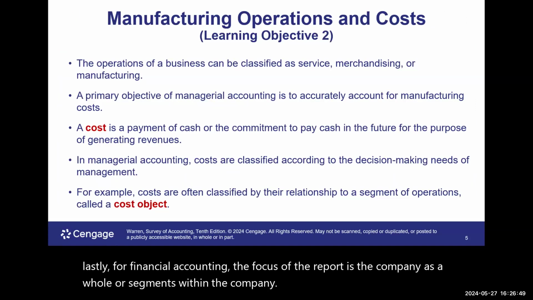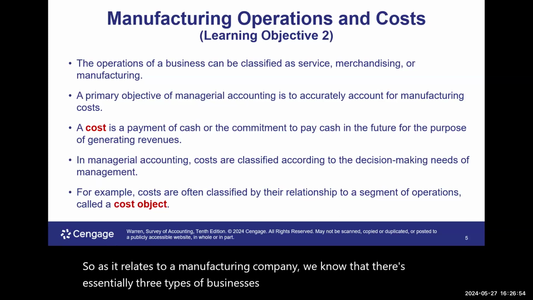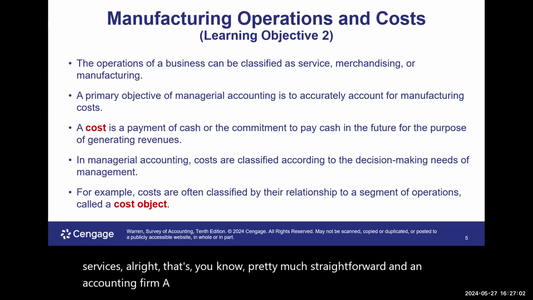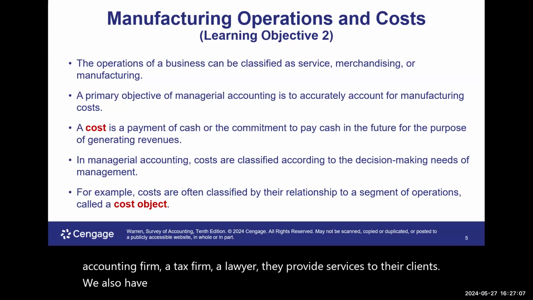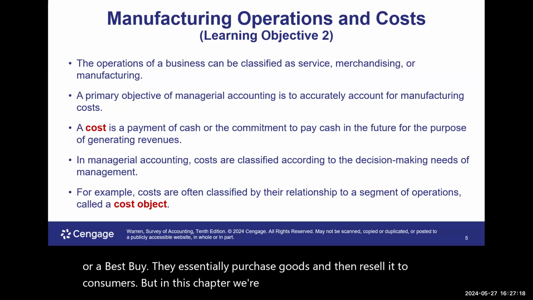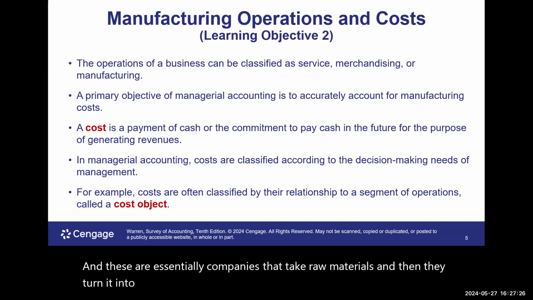So as it relates to a manufacturing company, we know that there are essentially 3 types of businesses. There's a business that provides services, which is pretty straightforward. An accounting firm, a tax firm, a lawyer, they provide services to their clients. We also have what's called a retailer or a merchandiser. This is like a Target or a Best Buy. They essentially purchase goods and then resell them to consumers. But in this chapter, we're learning about manufacturing companies. And these are essentially companies that take raw materials and turn them into a finished product.